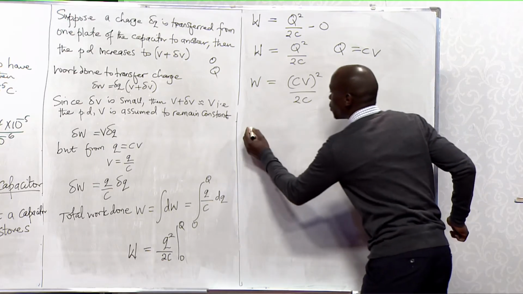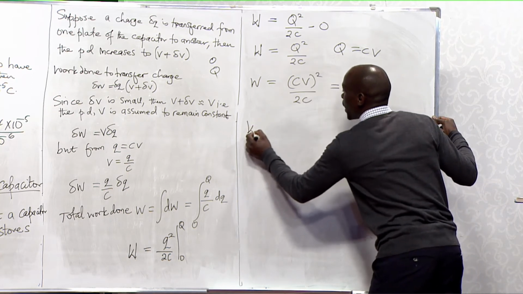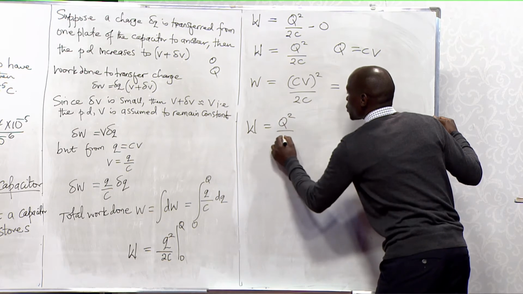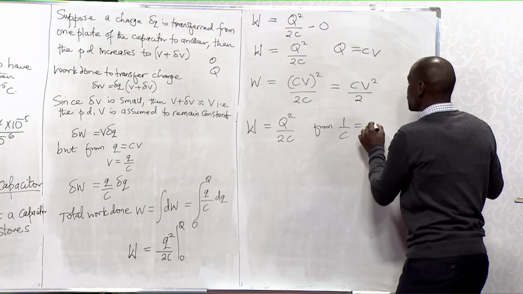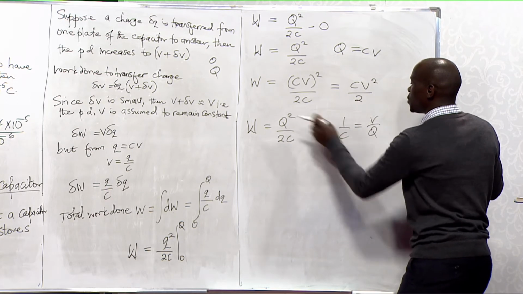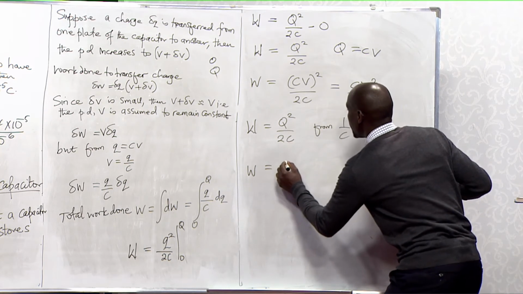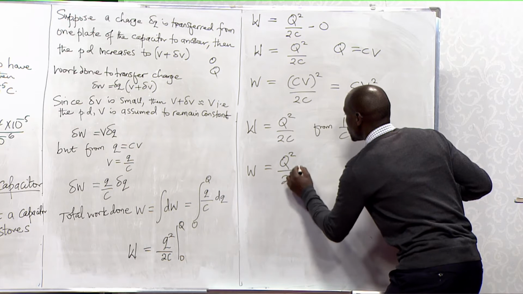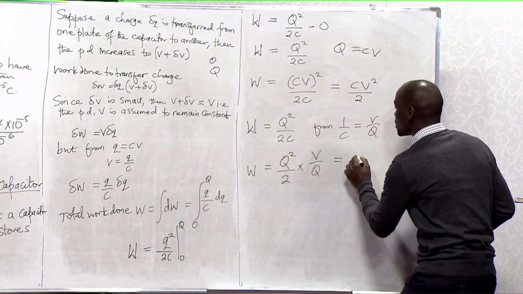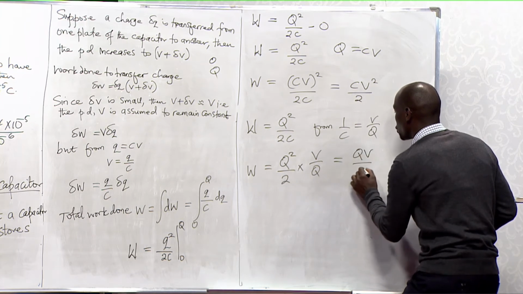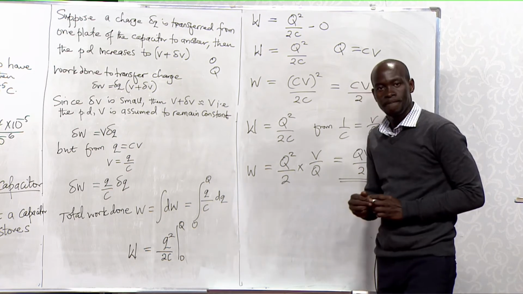Okay? Then also, from the other expression, we see work done is Q squared over 2C. From 1 over C equal to V over Q, when you substitute there, you'll have work done equal to Q squared over 2 times V over Q. What does that become? It is going to become QV over 2. And this is another expression for the energy stored.